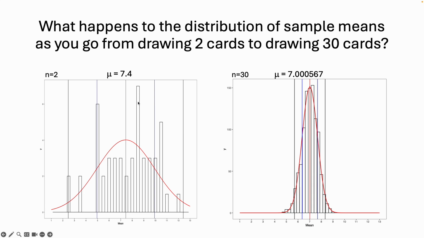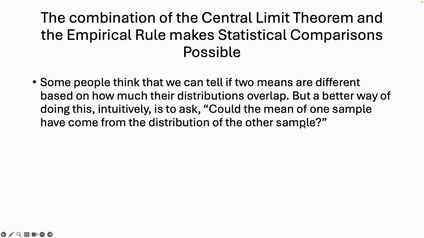So this is what happens as you go from only drawing 2 cards to drawing 30 cards in a sample. You go from a poor match of a distribution to a better match of a distribution. So when we combine the central limit theorem and the empirical rule, this is what makes statistical comparisons possible. Some people think we can tell if two means are different based on how much their distributions overlap, but a better way of doing this intuitively is to ask, could the mean of one sample have come from the distribution of sample means of the other sample?